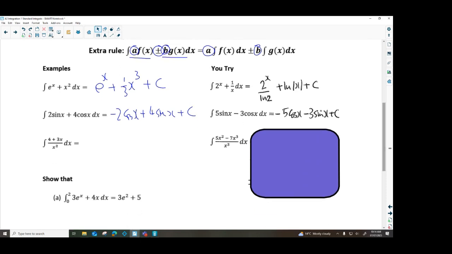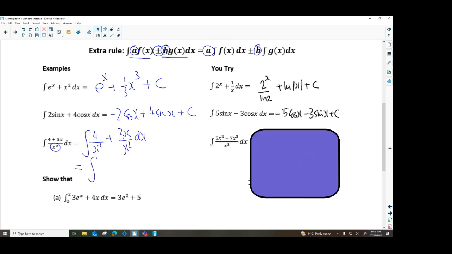So integrating algebraic fractions turns out to be a major problem in A-level maths. The strategy to use where you just have one term on the bottom of your fraction and more than one term added or subtracted on the top is to split this into separate fractions, simplify them if necessary, and then integrate term by term. So if I wanted to integrate 4 plus 3x over x squared, I would first of all split this into the integral of 4 over x squared plus 3x over x squared.